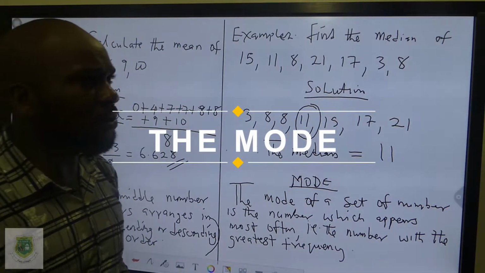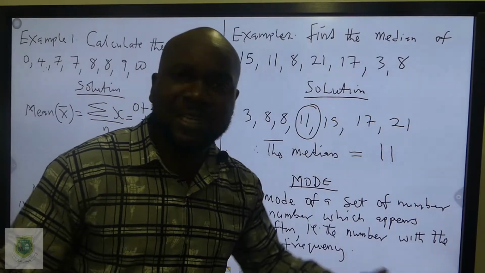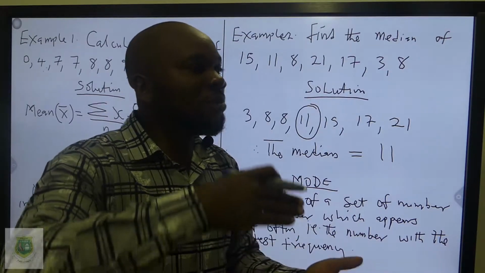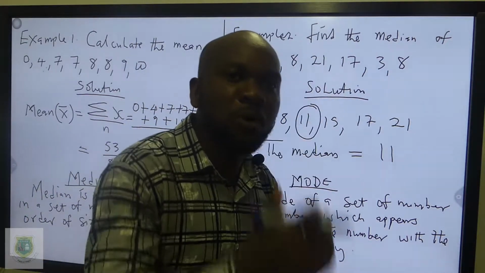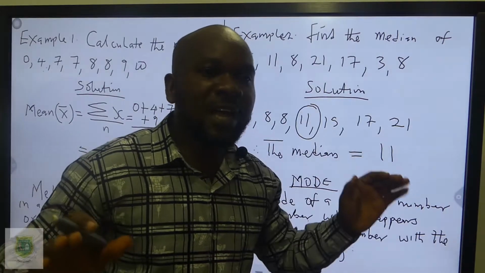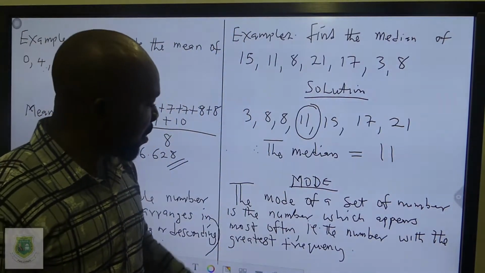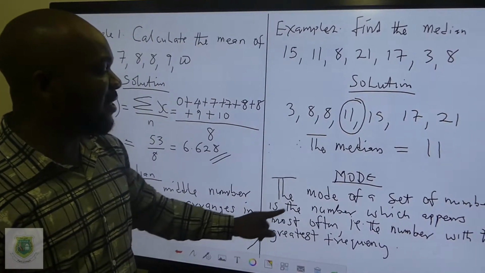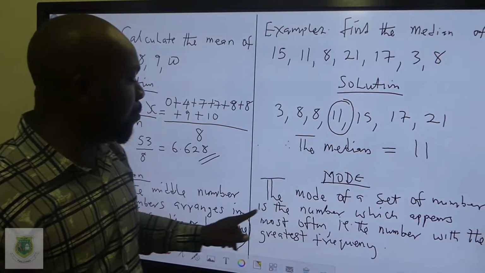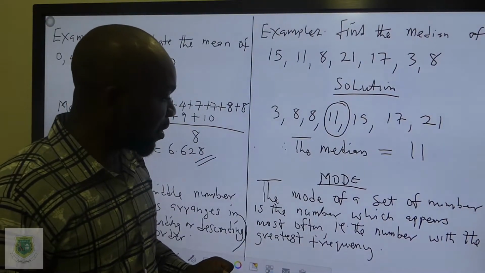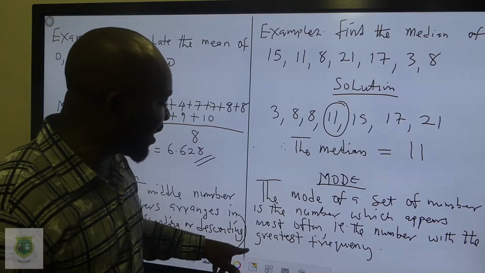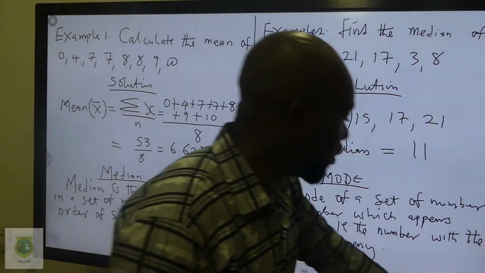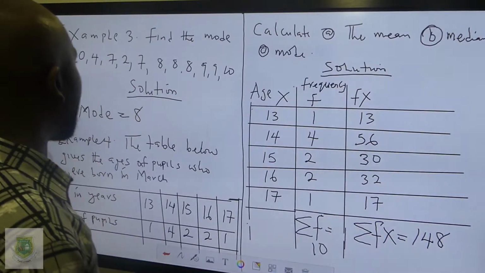Then the mode. Mode, as we know, is the number with the highest frequency, the number that occurs most. The number that occurs most often in a set of data is referred to as the mode. Look at the writing here. The mode of a set of numbers is the number which appears most often. That is, the number with the greatest or highest frequency is what we call the mode. Let's look at the example.